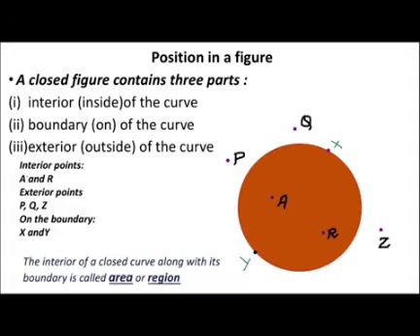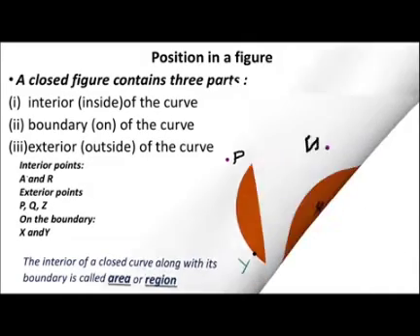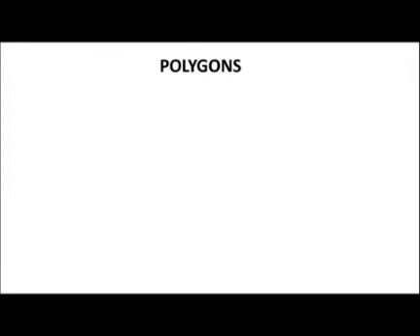Okay, let's move on. Now, the interior of a closed curve along with its boundary is called area or region. All of you know what area is? The region inside the boundary is called area. The boundary itself is called perimeter, or if it is a circle, it's called circumference. Okay, children? So, next, let's see what polygons are.